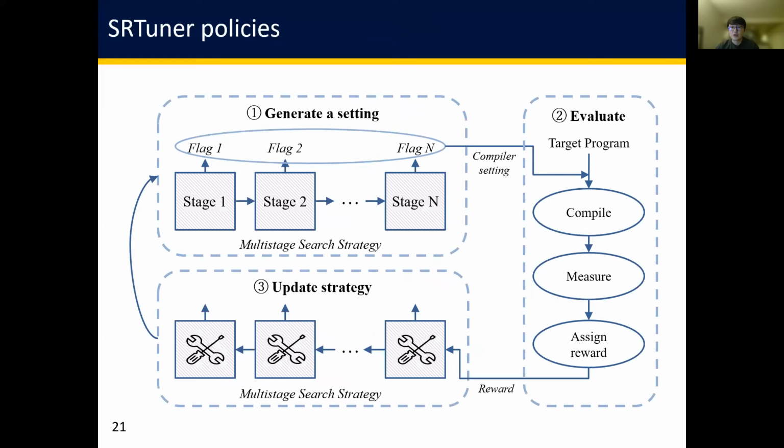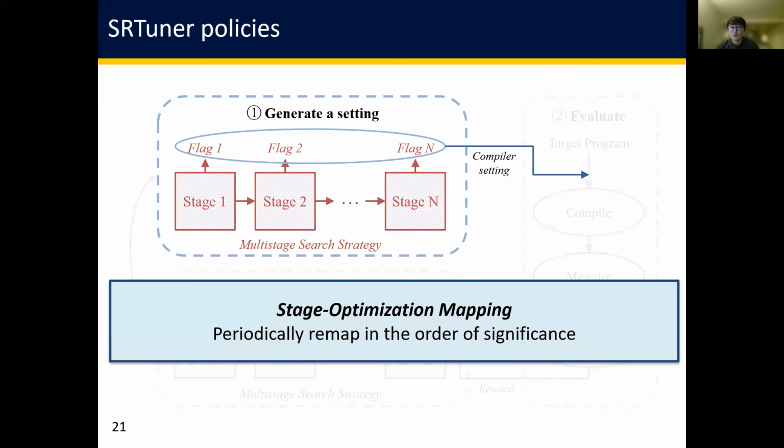To improve the search quality, there are two necessary policies. First, a stage optimization mapping policy should be provided. Starting from an arbitrary mapping, our policy will periodically remap stages to optimizations since more samples are available as tuning proceeds. Inspired by the motivational experiment, we map flags in the order of significance.